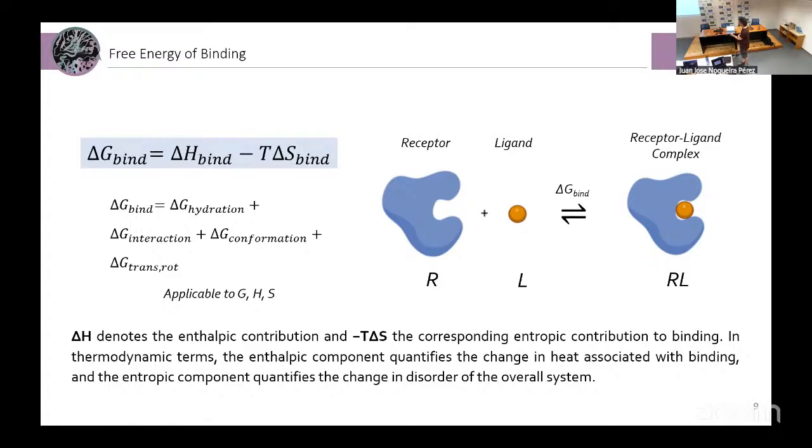Probably yes, right? So we have hydration, we have interactions, we also have conformations. This is also translating and rotating. So all of these are aspects that, if we want to calculate accurate free energies, we need to consider. And spoiler, the problem is that it's impossible to consider all these kinds of things. So we are going to do some approximations.